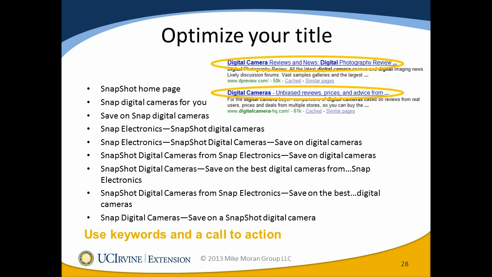So Snap Electronics, Snapshot Digital cameras, and all the way down to the one at the very bottom, where if you look at a couple of them where they have the ellipses there, those are places where they started to get truncated. The title became so long that everything after the ellipsis was knocked out. And then if you look at the last one, the one they finally settled on, it was Snap Digital cameras, save on a Snapshot Digital camera.